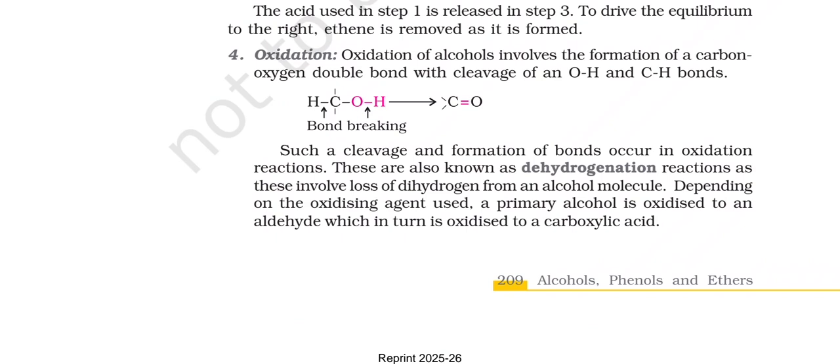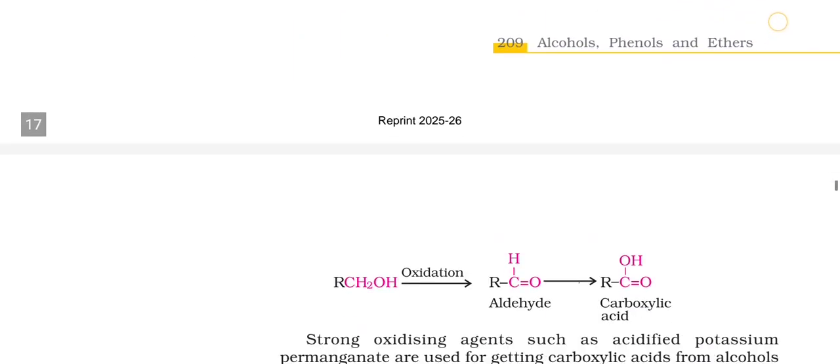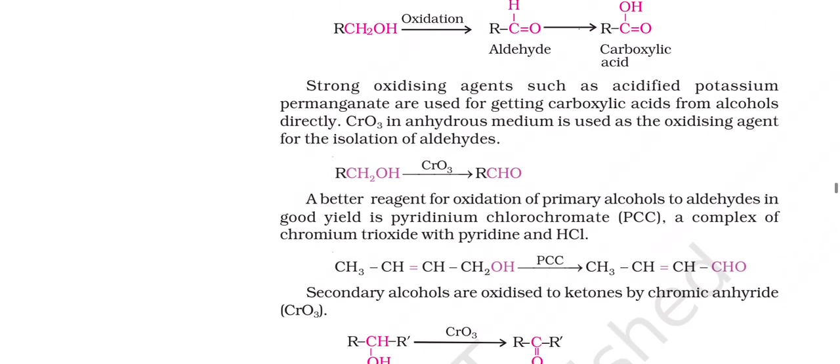Oxidation. Oxidation of alcohol involves the formation of a carbon-oxygen double bond with cleavage of an O-H and C-H bond. Such cleavage and formation of bonds occur in oxidation reactions. These are also known as dehydrogenation reactions, as these involve loss of dihydrogen from an alcohol molecule.